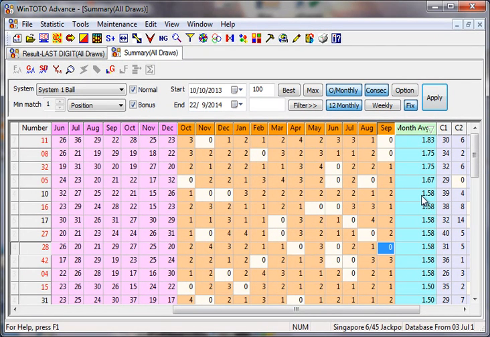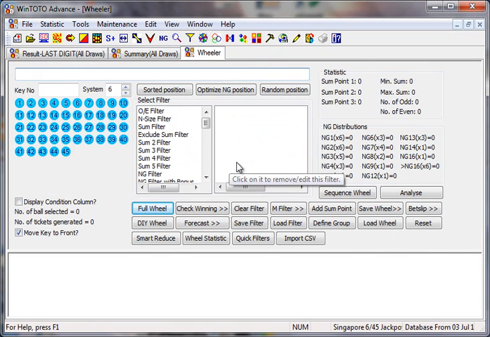So you can see that with WinTOTO Advance and without WinTOTO Advance, it truly makes a lot of difference. Now let's come back to where we want to do again. Let's go into the wheeler here. Now many a times, a lot of people talk to me about how they have got something like 23 numbers.